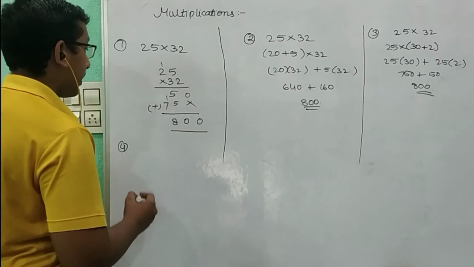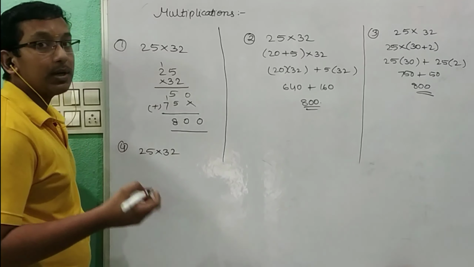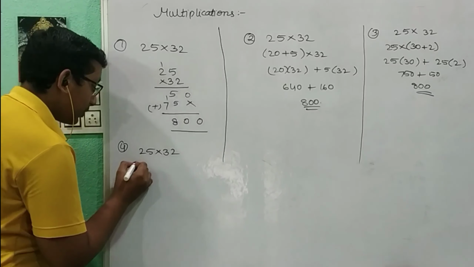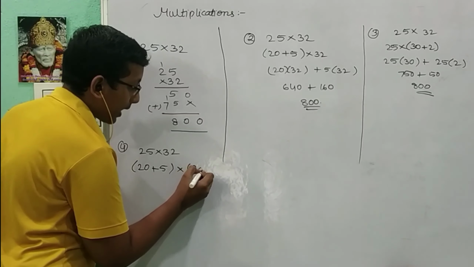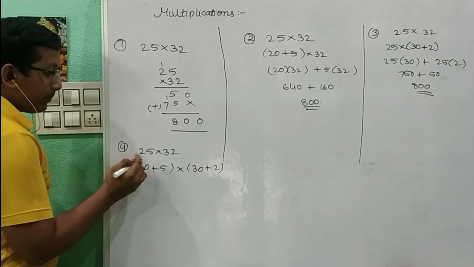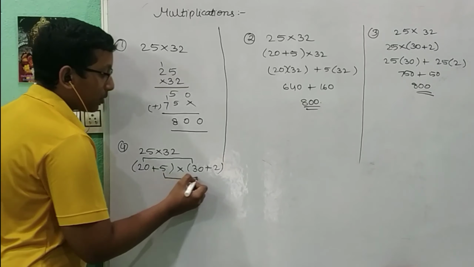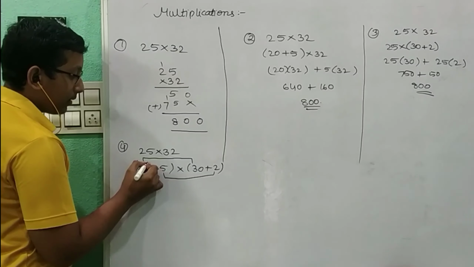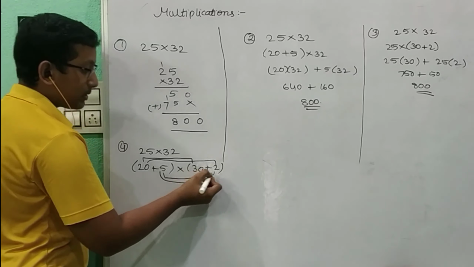So now I am going to take 25 into 32, same question, and I am going to divide both. So 20 plus 5 and 30 plus 2. Okay. So 20 plus 5 into 30 plus 2. Can I write it in this way? Okay. Now I am going to multiply this with both, and next this with both. First this one and this one. Next this one and this one.